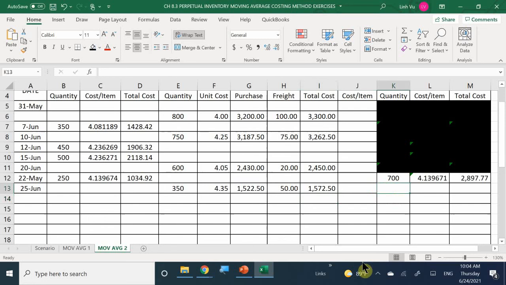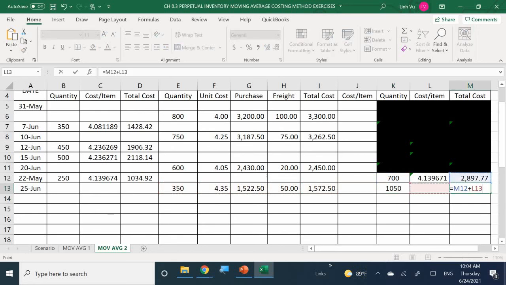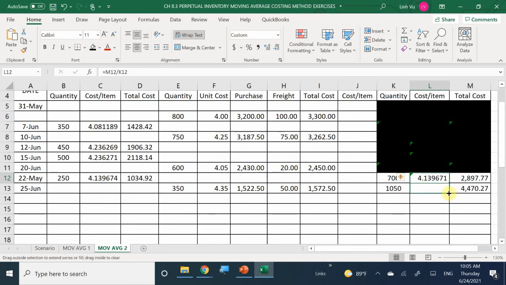So what is now my new total quantity? 1,050. 1,050, bringing my total cost to be? 4470.27. Okay, yes, perfect. Good. And then last but not least, bringing my new average cost per item to be 4.2574. So here we are.